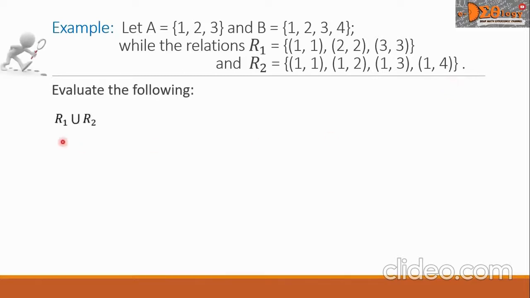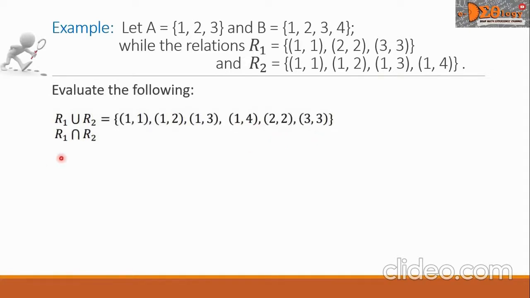Starting with R sub 1 union R sub 2. We're going to combine all the ordered pairs of the two relations. For repeating ordered pairs, we're going to write it only once. So the elements are (1, 1), (1, 2), (1, 3), (1, 4), (2, 2), and (3, 3).